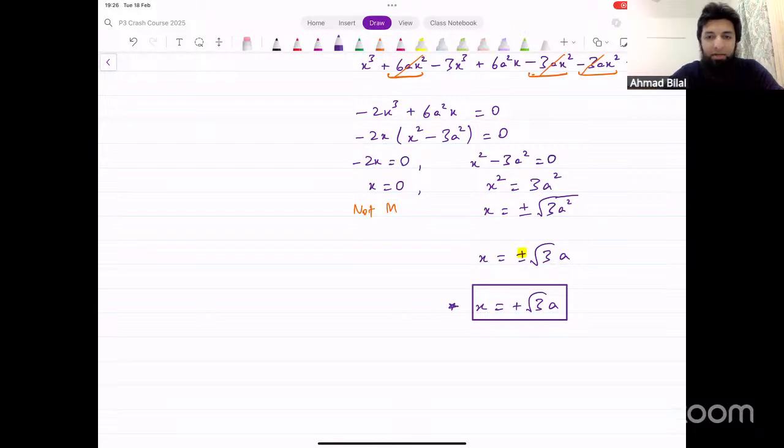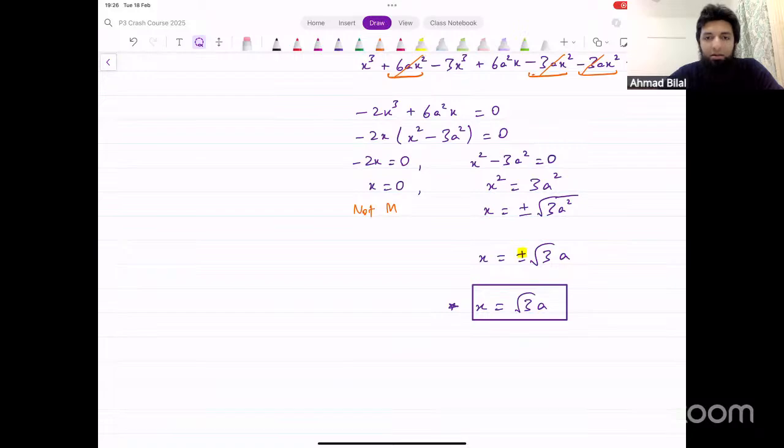Is that all right? Make sense? That's the x coordinate of that point M. That's what we were looking for. Square root of 3 times a. A is outside the square root like this.